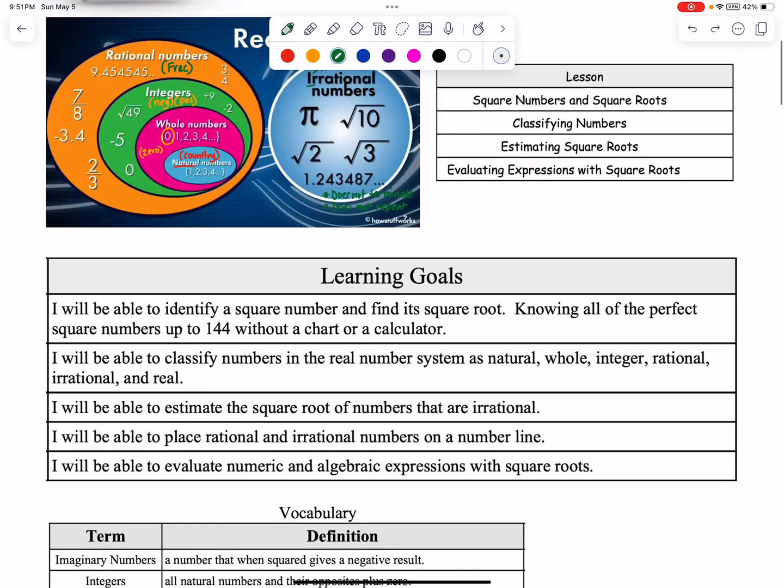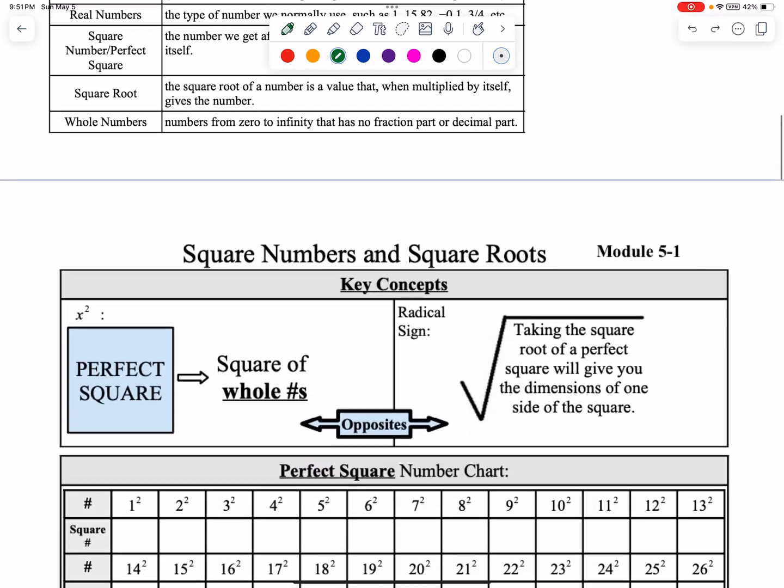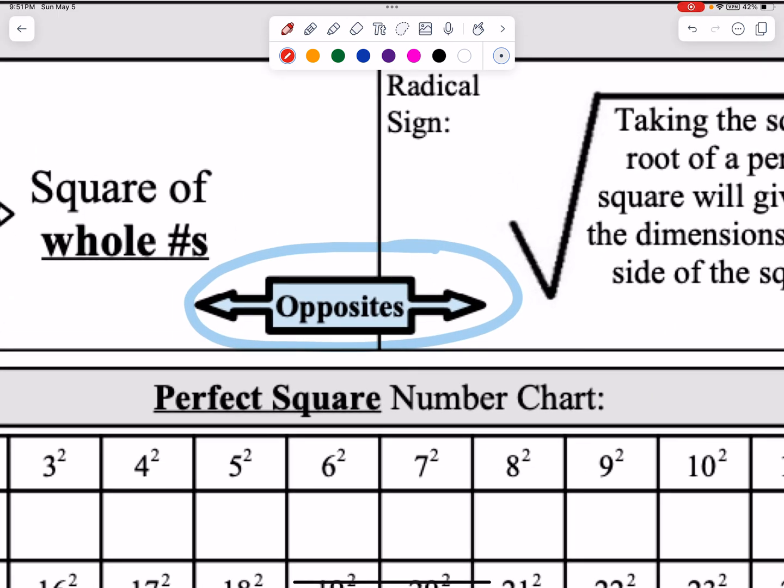Here's your learning goals, as well as the lessons for this module, and a whole bunch of the vocabulary terms that we're going to be using throughout this module as well. So let's go ahead and start off with Module 5-1, which is square numbers and square roots. The biggest thing I want you to see and understand is the fact that squared and a radical sign are opposites. So square root and squared are opposites. So like when we're solving for a variable in an equation, if we have a +4, we always do the opposite of -4 to both sides.